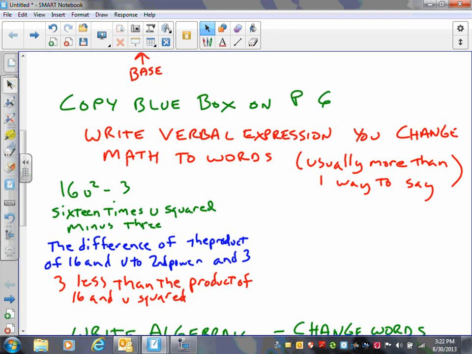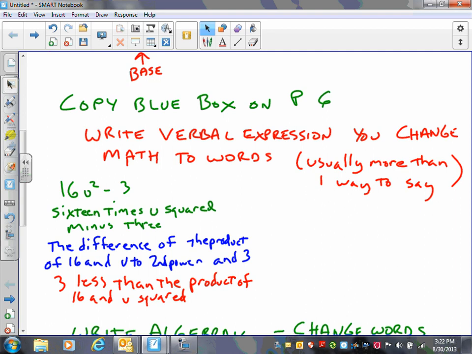When you write a verbal expression, you're changing math to words. And there's usually more than one way to say it. You can say added, you can say plus, you can say increased, you can say more than. For subtraction, we can say less than, or we can say 6 less 5, which is 6 minus 5. That would be the same thing as 5 less than 6. That "5 less than" is the tricky one. That's the one that screws people up.